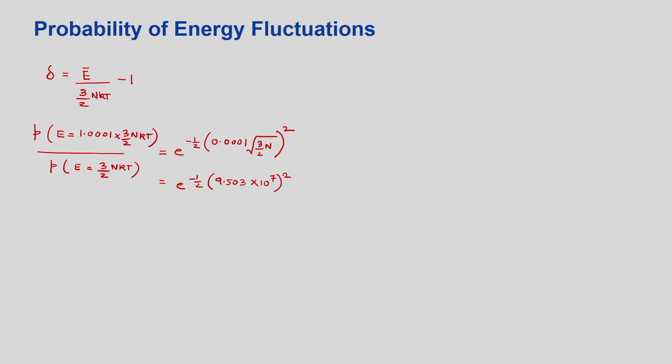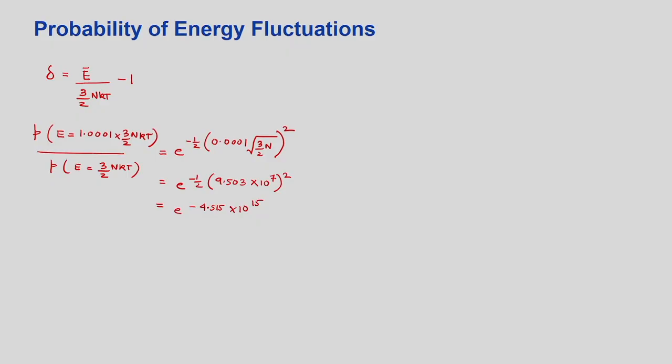Okay. If I take n as Avogadro's number, then this expression takes the form e to the power of minus 4.515 into 10 to the power of 15. So, the probability expression is very small, because e to the power of minus a very huge number is given.